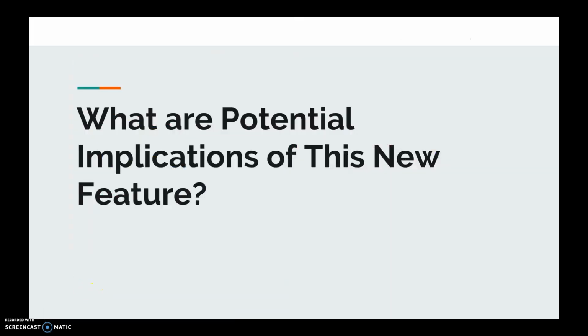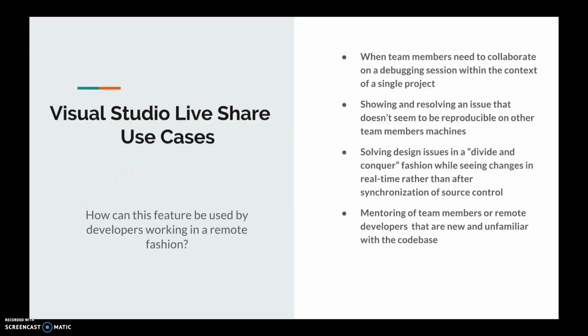So, potential implications of this new feature. Team members need to collaborate on a debugging session with the context of a single project, again showing and resolving an issue that's only reproducible on one person's machine and not on others. That helps you pinpoint what the potential issue is there. Like I said before, if you're trying to figure out how to design a system, you can divide and conquer and use that partitioning pattern in real time. And of course, mentoring team members or remote developers that are new and unfamiliar with the codebase.